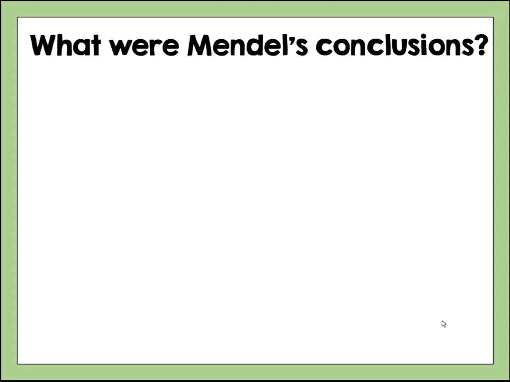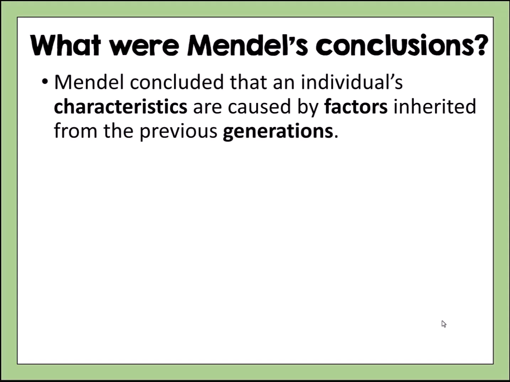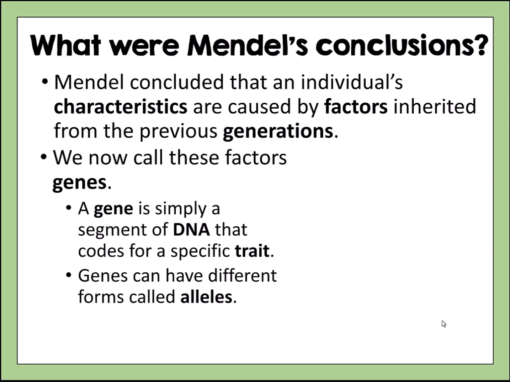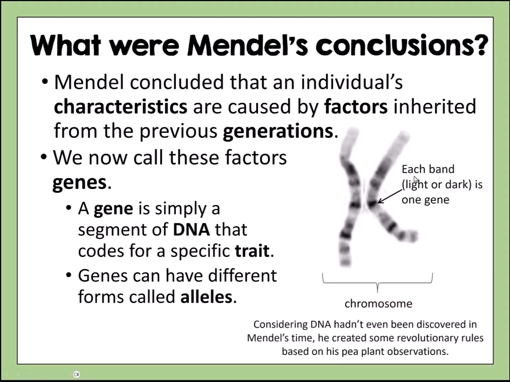What were Mendel's conclusions then? Mendel concluded that an individual's characteristics are caused by factors inherited from previous generations. And we now call these factors genes. A gene is simply a segment of DNA that codes for a specific trait.